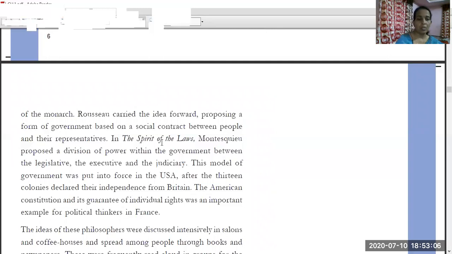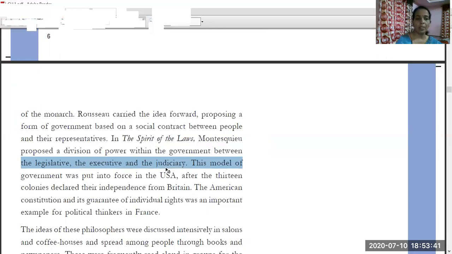The Spirit of the Laws. Montesquieu, another philosopher, gave his idea through The Spirit of the Laws. What he proposed here was the division of power within the government. The power should not be concentrated in one hand, it should be divided among different organs. Those organs, as we have already seen in class 8, are the legislative, the executive, and the judiciary. This idea was given by Montesquieu through The Spirit of the Laws.